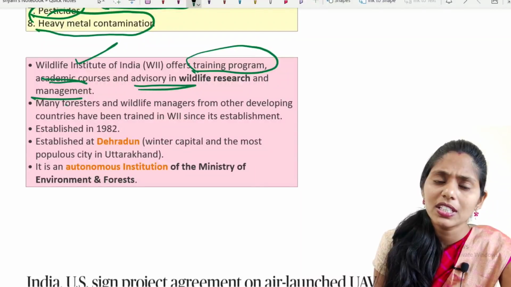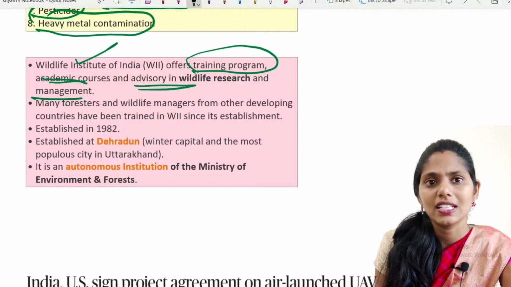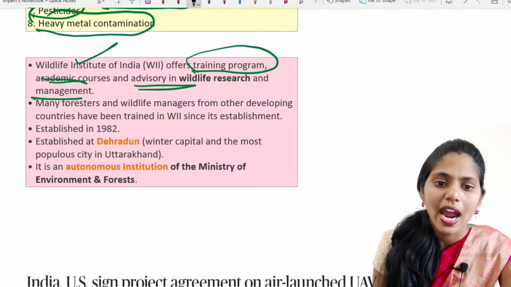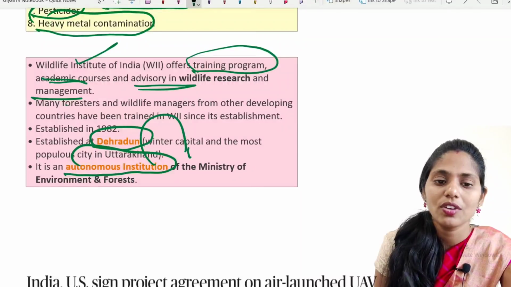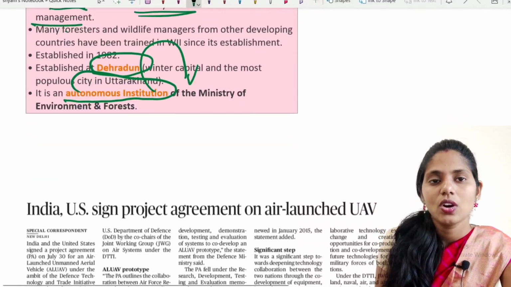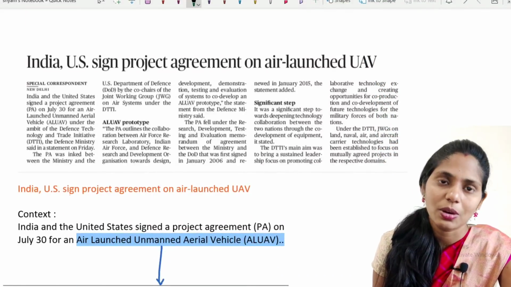And it was set up in the year 1982, that is its establishment, and mainly established at Dehradun, and it is an autonomous institution which mainly comes under the Ministry of Environment and Forest. Okay, so now let us move on to the next topic.